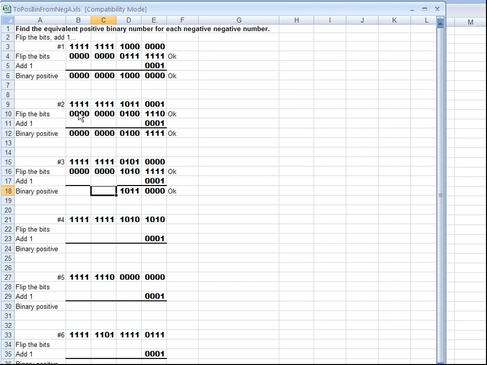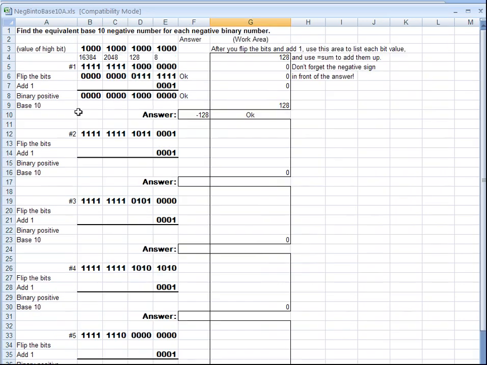So, you can't perfectly mimic the way you would do it by hand in Excel, but at least you can do it and it gives you feedback whether you got it right or wrong. The last one is the most difficult. You have to use all of your skills. You have to flip the bits and add 1 and then translate it to base 10. And remember to put the negative sign on the final answer.